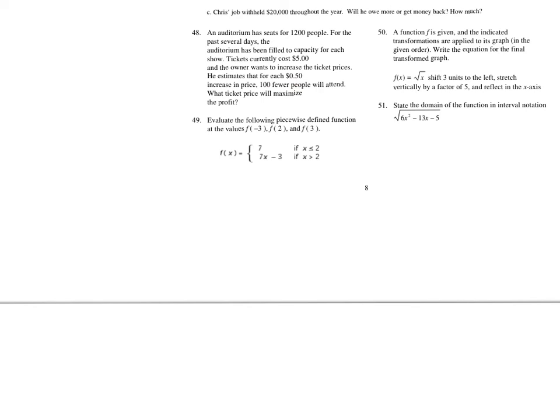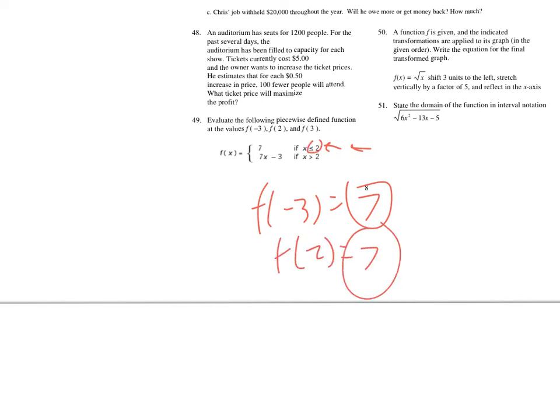All right, 49, we got a piecewise function, so you just want to plug these into the correct piece. So f of -3 will go into this piece, and that is just 7. There's nowhere to plug it into. F of 2 will again go into there because that's right on the border, but this has the or equal to, so it's going to be 7 again. And then f of 3 will actually go into the other piece, 7 times 3 minus 3. And so it's going to be 21 minus 3, 18.